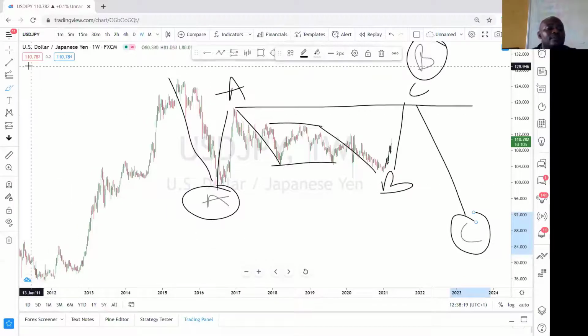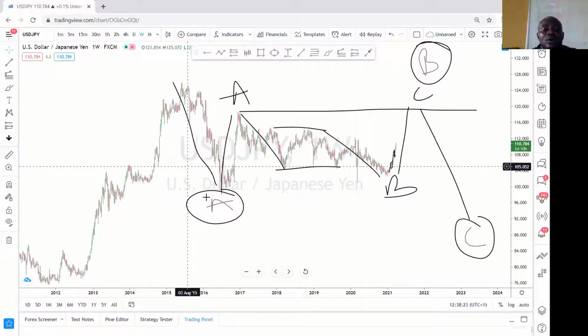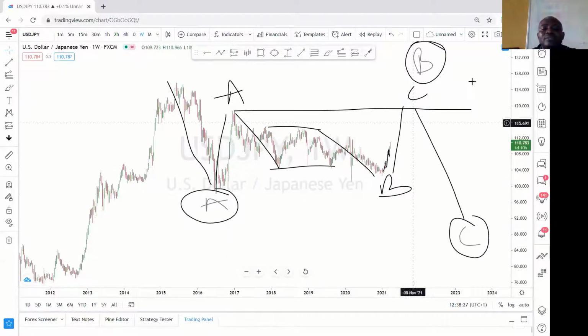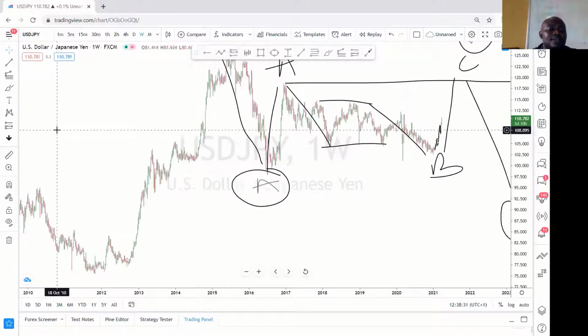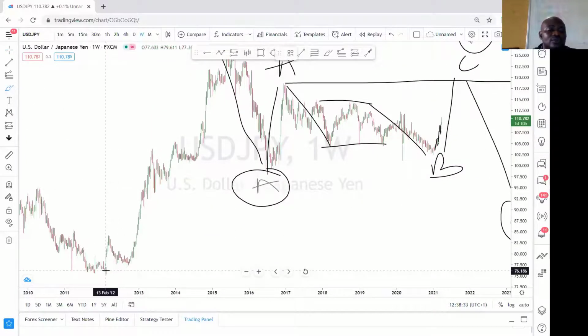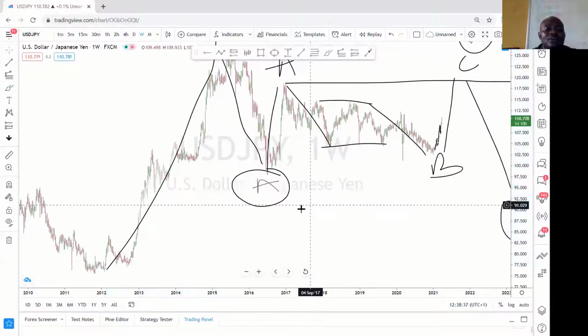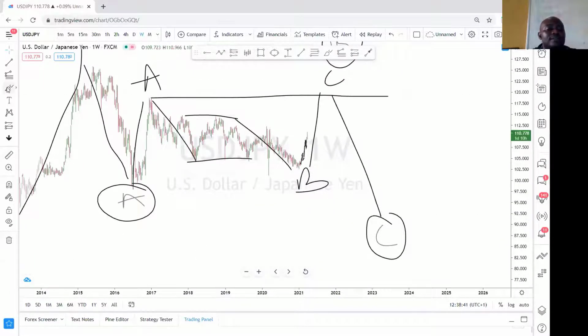Okay? Now, this has become A in bracket, B in bracket, C in bracket. What is A, B, C in bracket? What is it correcting, guys? What is it correcting? It's correcting this move to the upside. It's an impulse to the upside. And after you have had A, B, C in correction, where is the pair going next? It has to go on continuation to the upside.